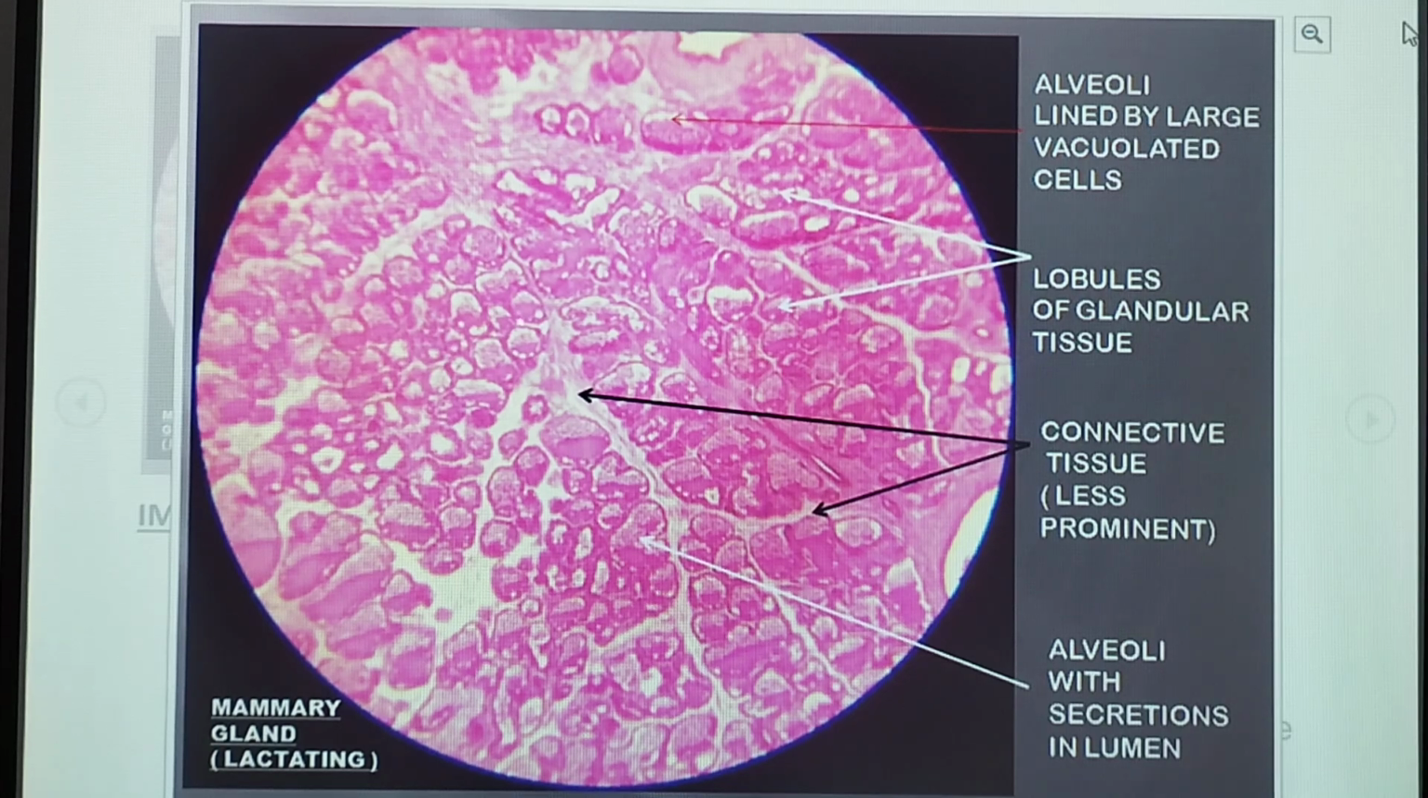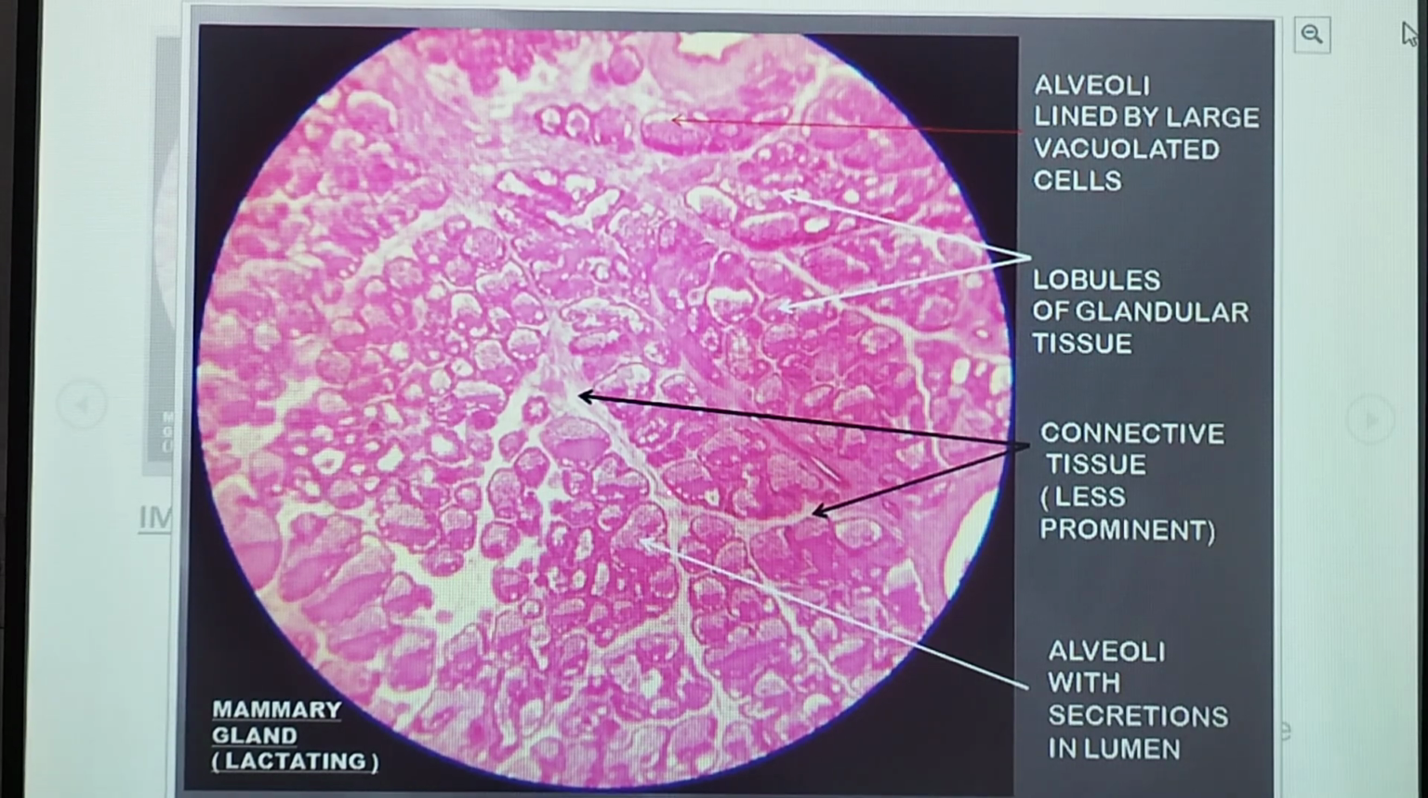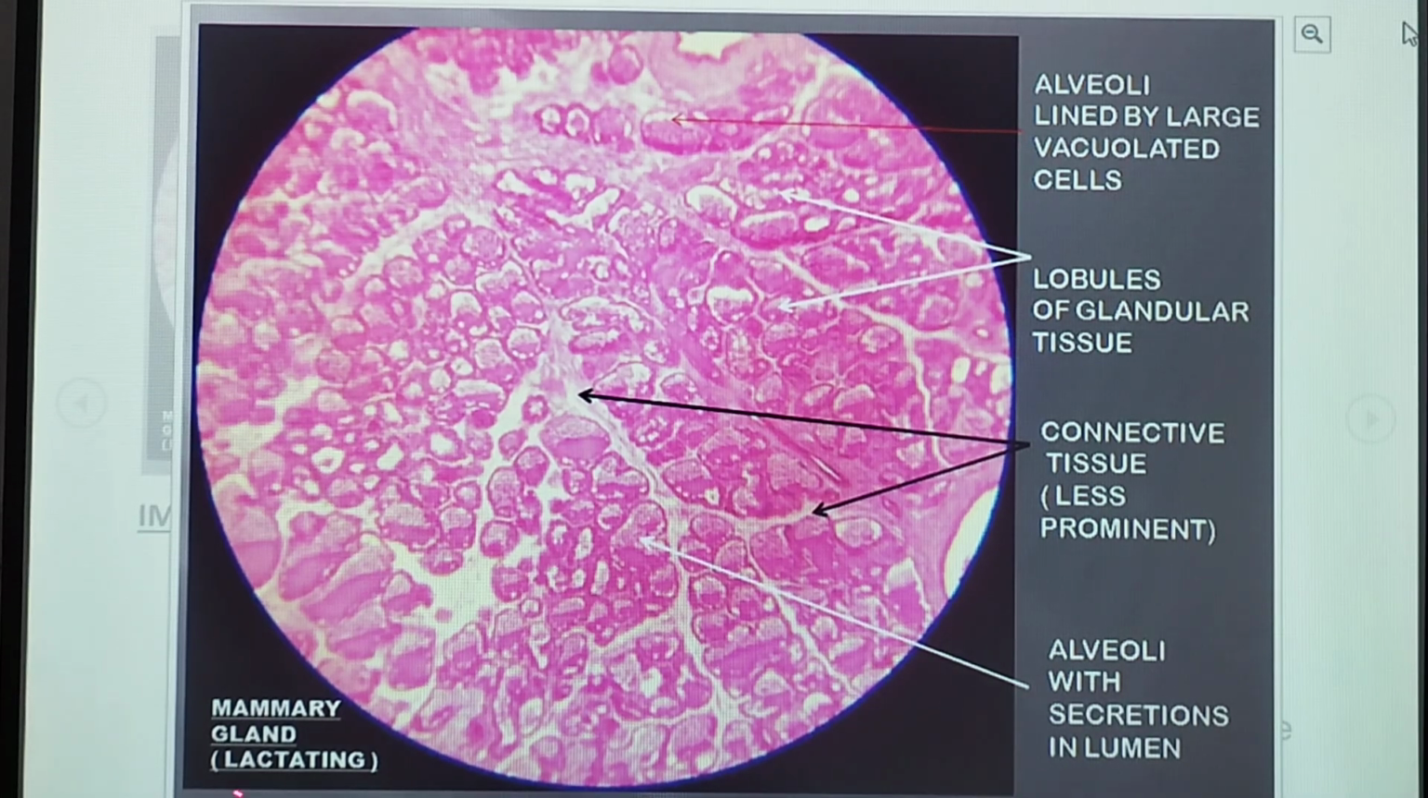Now within these lobules, you have alveoli. And these alveoli are filled with secretions. So the lumen of the alveoli is filled with secretions. This helps us to tell that this is in lactating phase.